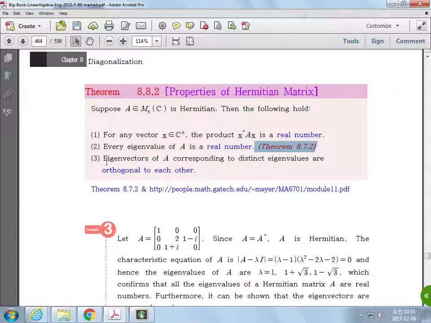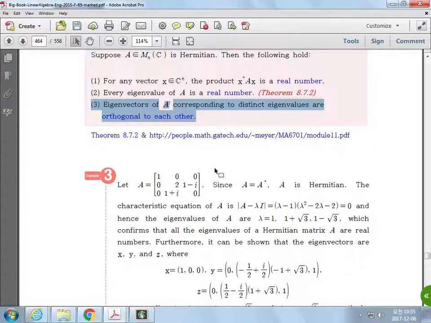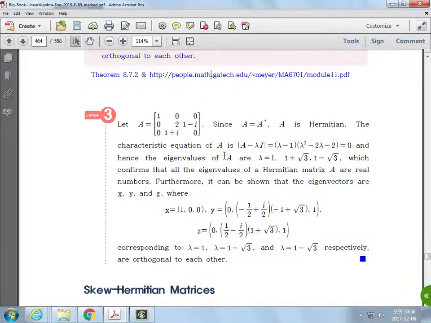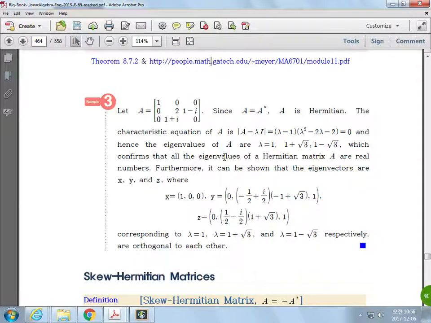Okay. The new thing is this one. Corresponding eigenvectors are orthogonal. What is this? When you had a symmetric matrix, all eigenvalues were real, and it was orthogonally diagonalizable. So this Hermitian matrix is a general version of the orthogonally diagonalizable matrix. So we're going to study that. The complex version is the unitarily diagonalizable matrix. This Hermitian matrix is a unitarily diagonalizable matrix.